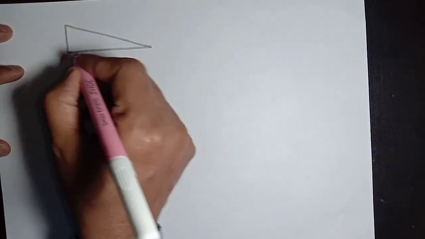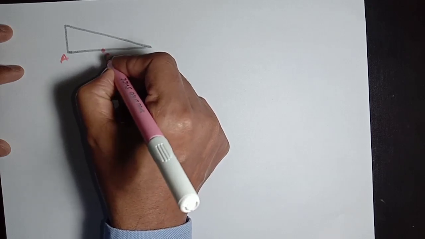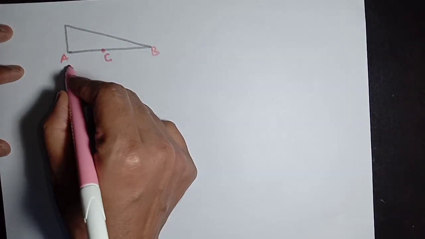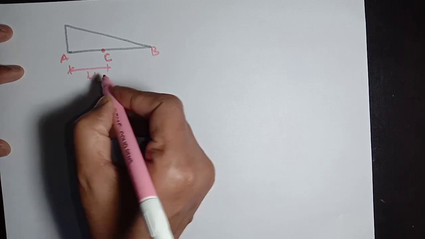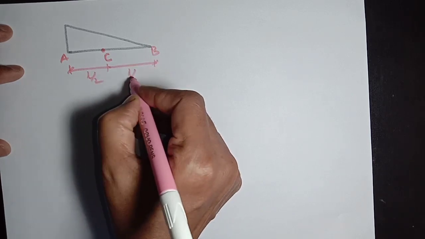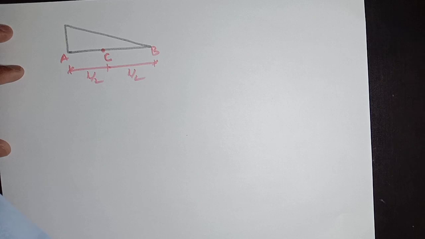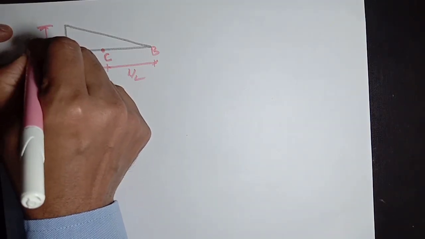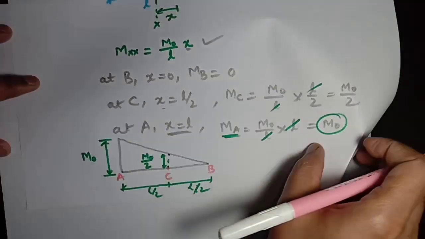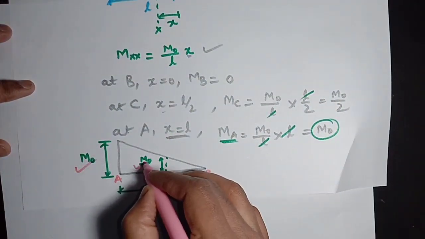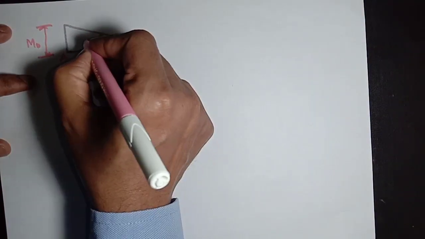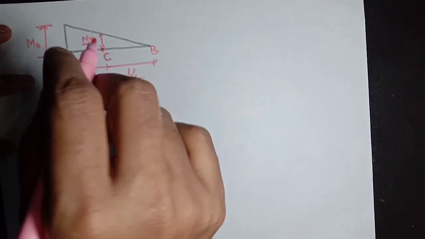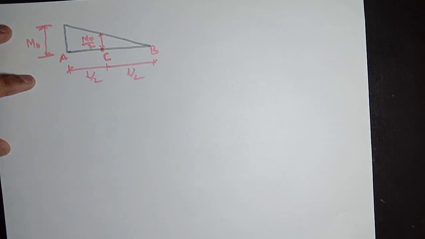This point is A, this point is C, this point is B, this length is L by 2, this length is L by 2. Here the moment value is M0 as we have calculated, and here is M0 by 2 at the center of this beam. Here moment is M0 divided by 2. This is the M diagram.